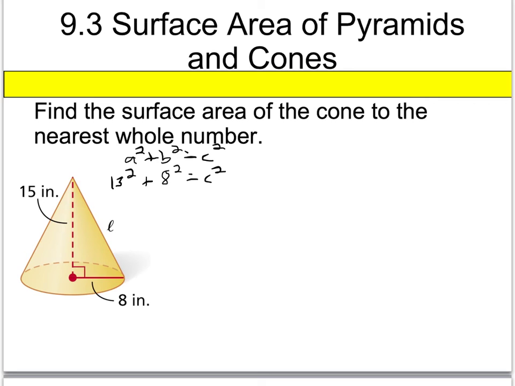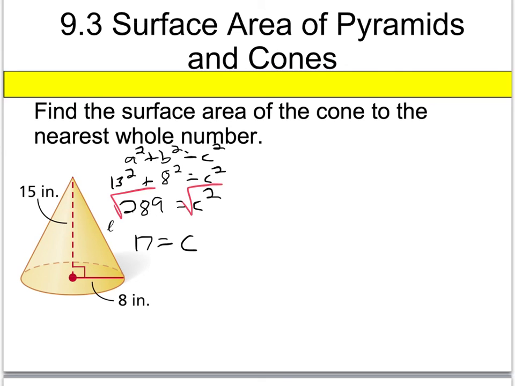I am hoping you are noticing that this is very similar to something that we have already done. It's already in your notes. Well, it better be. When we solve here, you're going to have 289 equals c squared. Take the square root. Again, it turns out to be 17. Our slant height is going to be 17, because the square root of 289 is 17.